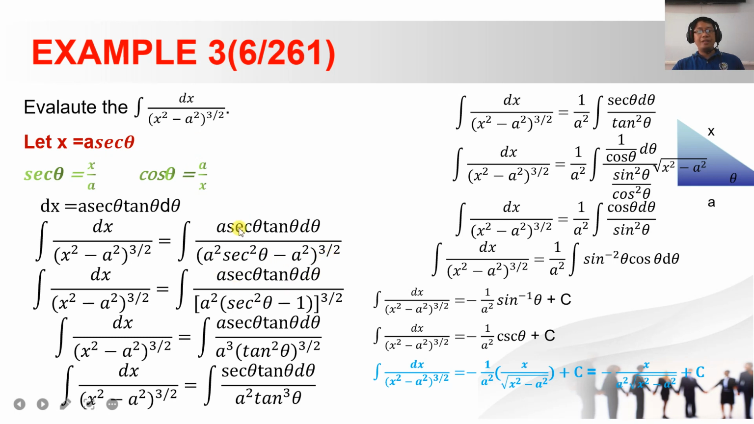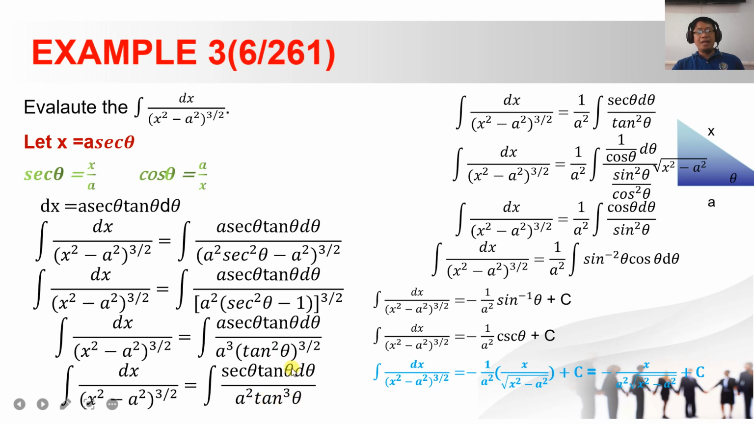Simplify. The numerator a secant theta tangent theta d theta, just copy. For a squared secant squared theta minus a squared raised to 3 halves, we can first factor out a squared, so that we have a squared times secant squared theta minus 1 raised to 3 halves. Then, don't forget that secant squared theta minus 1 has an identity: tangent squared theta. By the way, a squared raised to 3 halves can now be a cubed. Then secant squared theta minus 1 is tangent squared theta raised to 3 halves. Again, the exponent 2 will cancel, so it becomes tangent cubed theta.